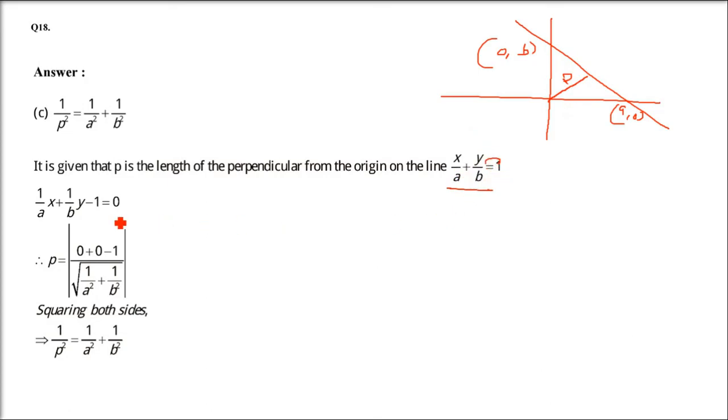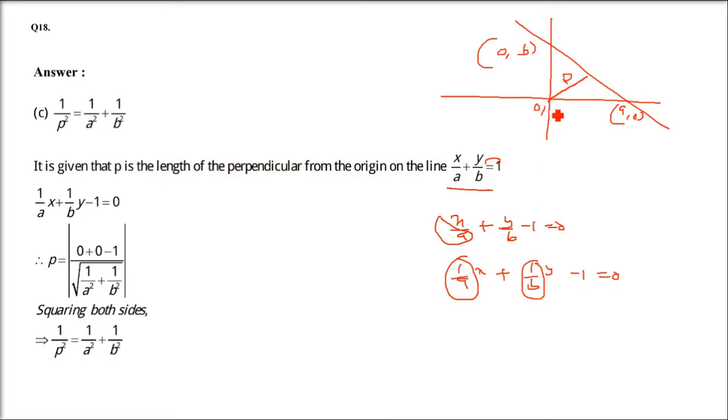Now how do we write this? Take 1 on the left hand side, make it the ax plus by plus c form: x by a plus y by b minus 1 equals 0. Now what is the coefficient of x? That is 1 by a. What is the coefficient of y? 1 by b, and we have c as minus 1. This is the ax plus by plus c form.